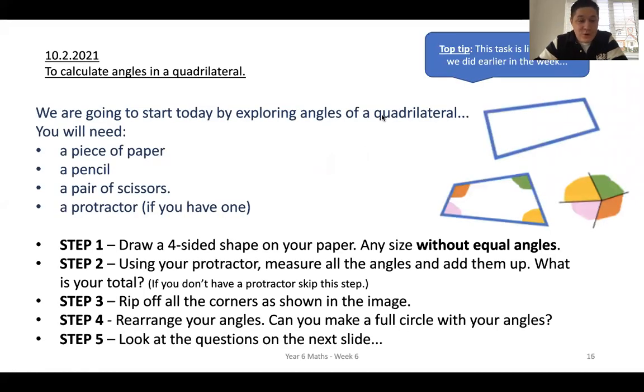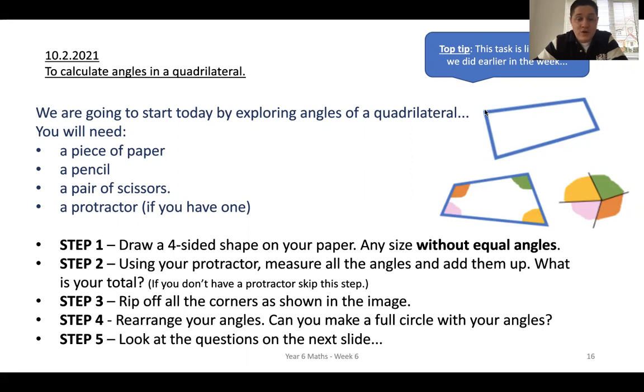Now, we're going to move forward from our triangles this morning, and we're going to look at angles in a quadrilateral. Okay, now you know, I'm sure, that a quadrilateral is a shape with 4 sides.